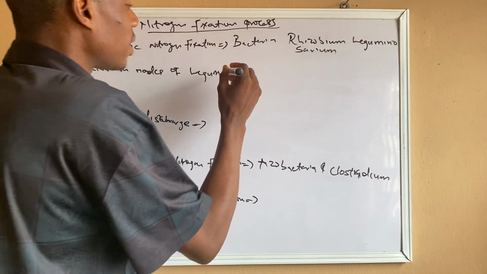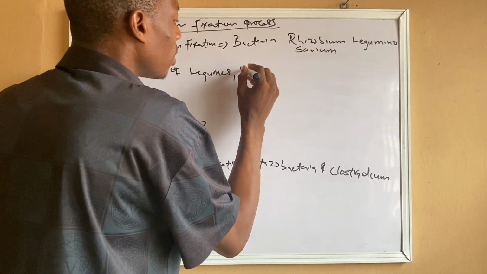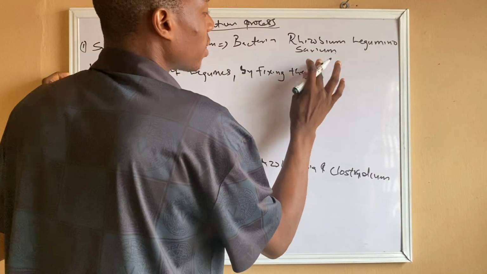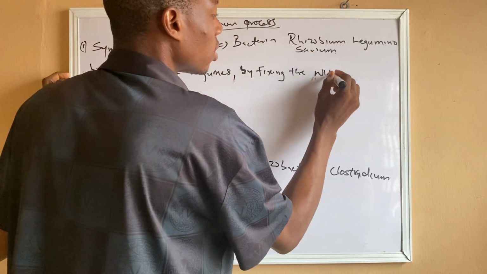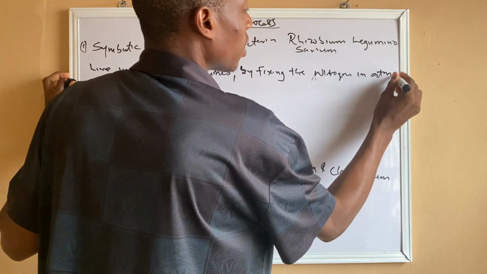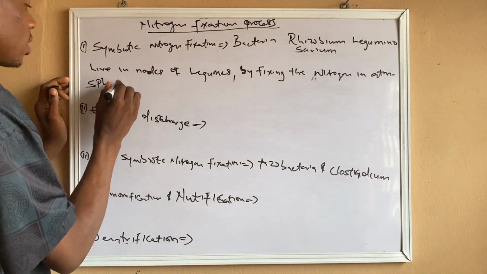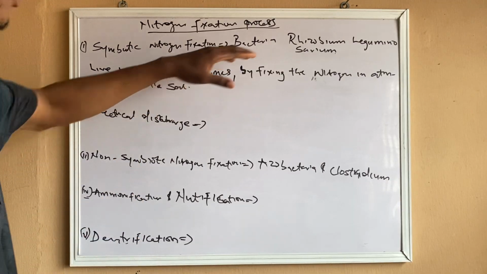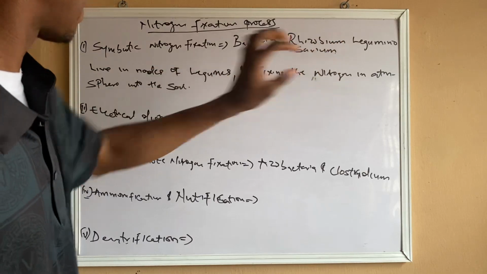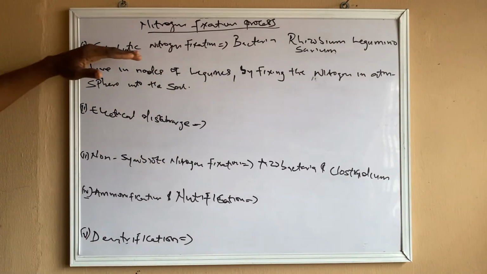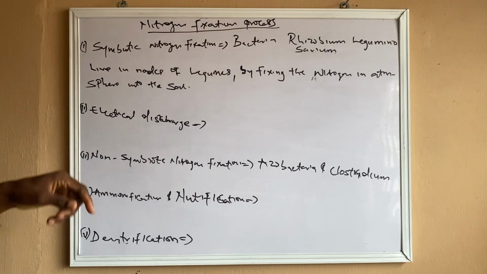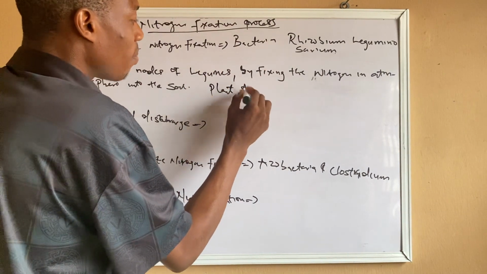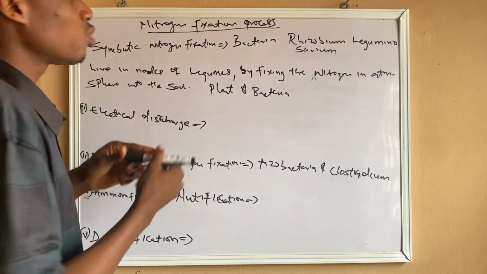What do they do? They fix the nitrogen in the atmosphere into the soil. You see, they fix the nitrogen in the atmosphere into the soil. That is symbiotic nitrogen fixation. But don't forget, I said symbiotic. Why did I call it symbiotic? Because these plants and bacteria are doing good to each other.